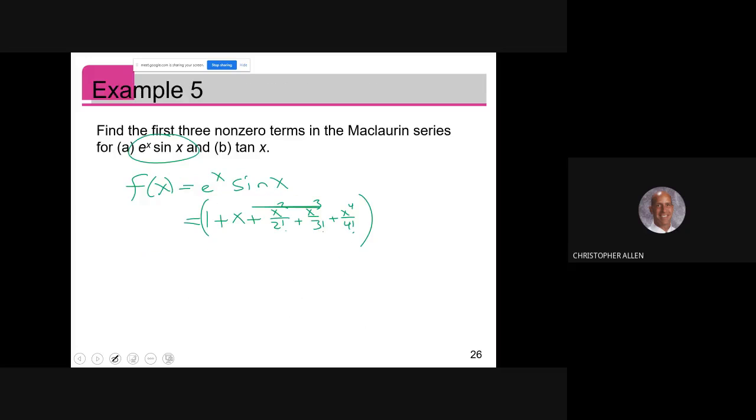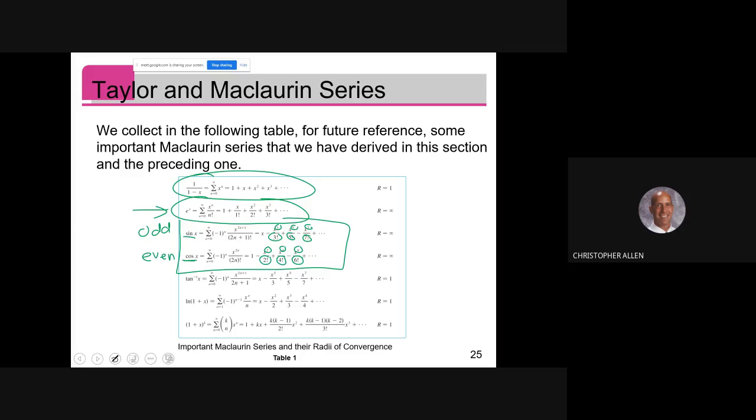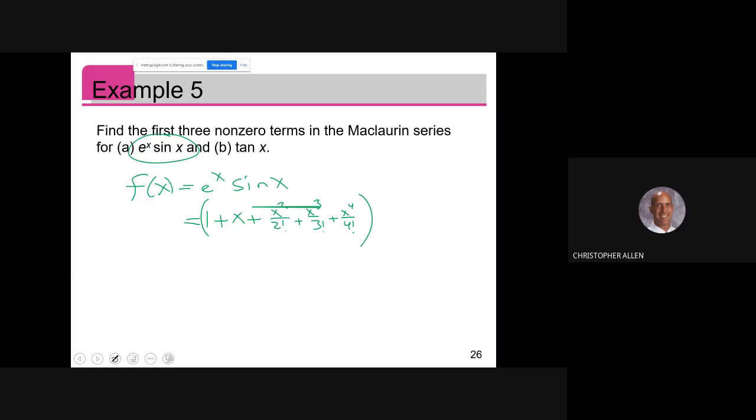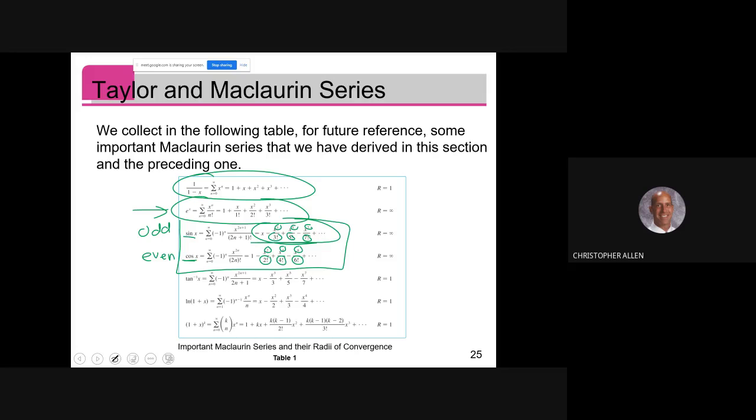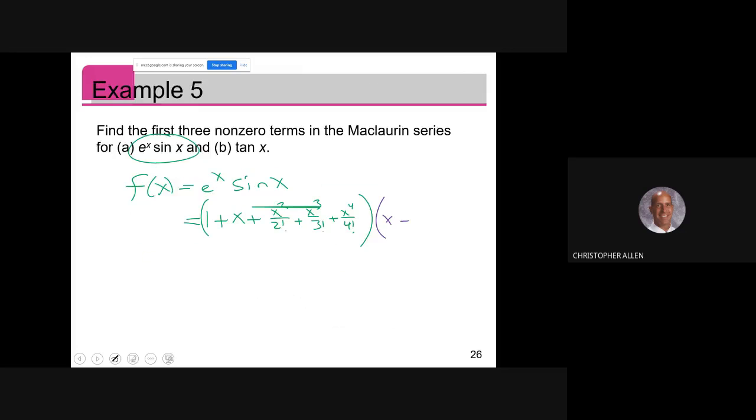What about, I think the next one I said was sine, right? What about sine? Well, we just talked about sine. Sine was all odd powers, because it's an odd function. So for sine, I'll do that in a different color. We're going to have x. And, by the way, notice that it alternates. Both sine and cosine alternate, which kind of makes sense, right?